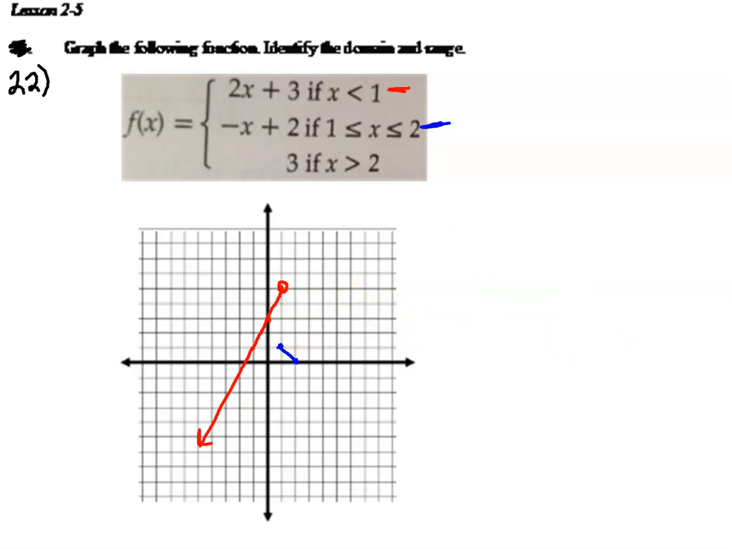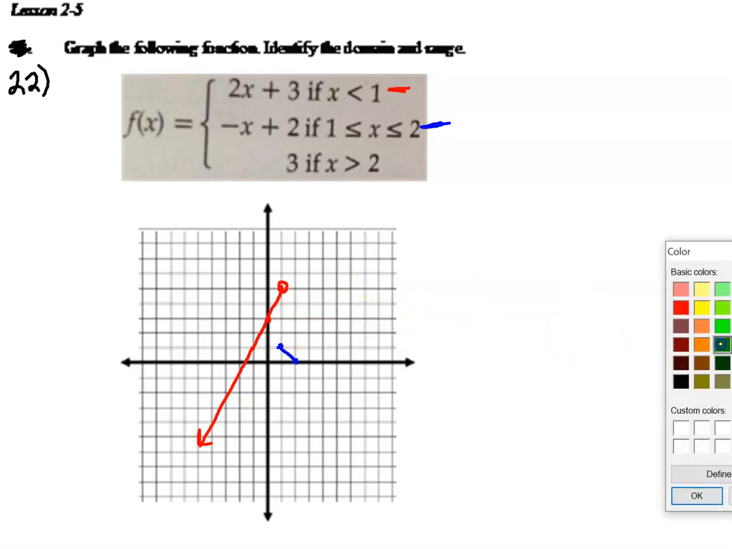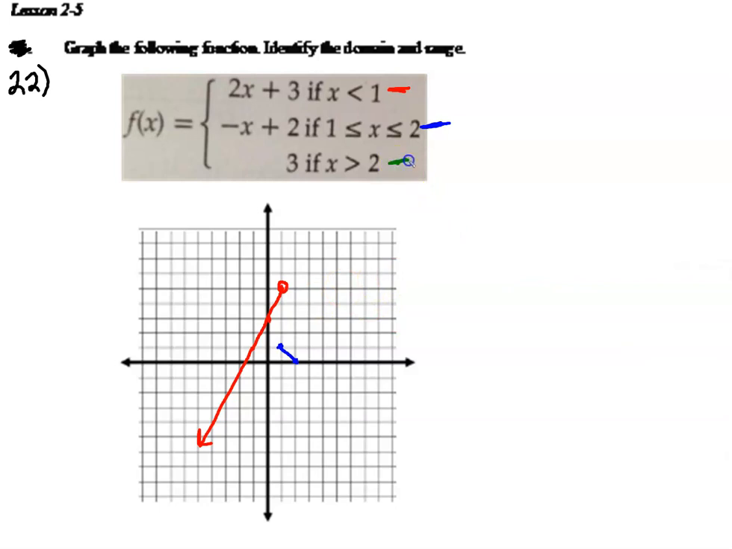All right, 2 down, 1 to go. Let's do this one in green. This is a constant. y equals 3 crosses the y-axis at 3, goes forever left and right, but not according to this. We start at x is 2, which is right here with an open circle, and we draw the line in the direction where the x's are getting bigger than that. So it's going this way.